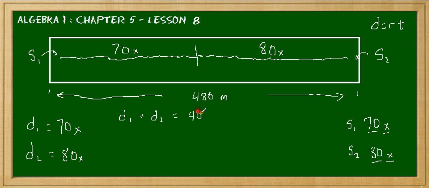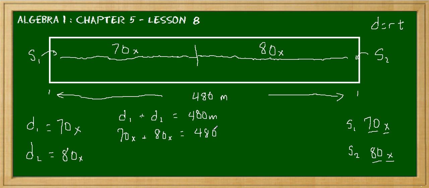And again, I already illustrated that above. This is the first distance, and this is the second distance. And if we add the two distances, they're going to be equal to 180. Now, what is D1? Well, it's 70x. And D2 is 80x. And that's going to be equal to 480.